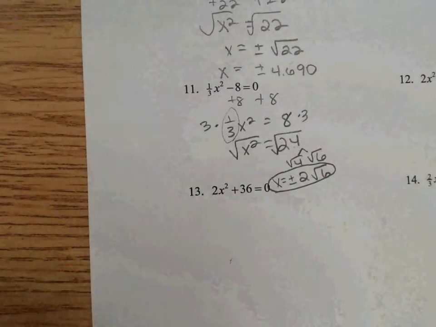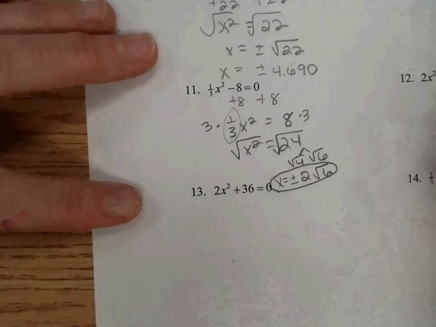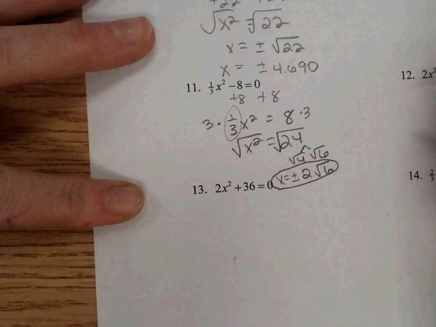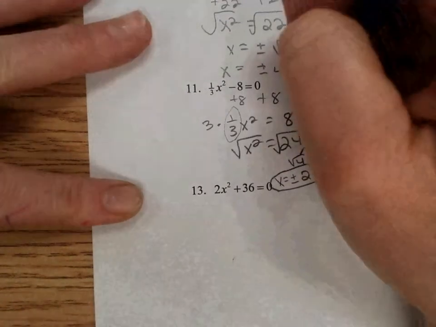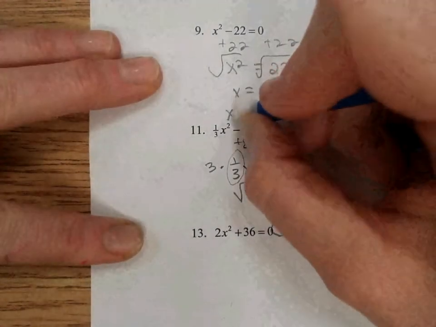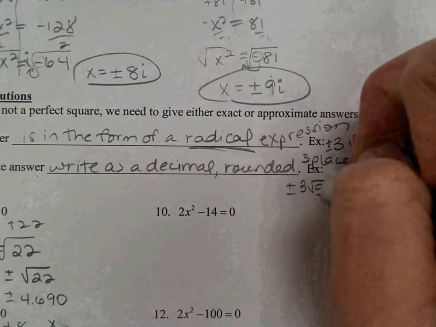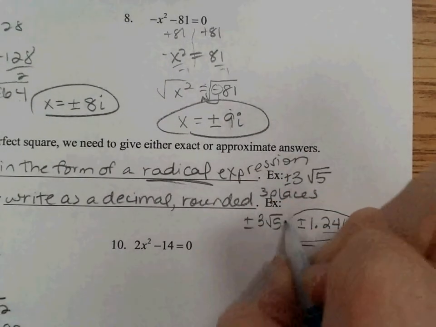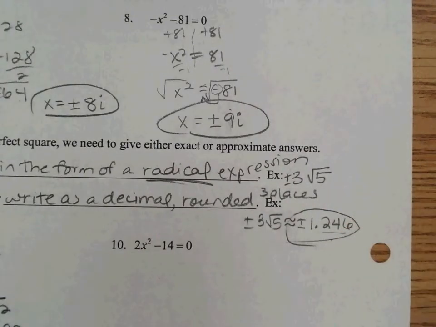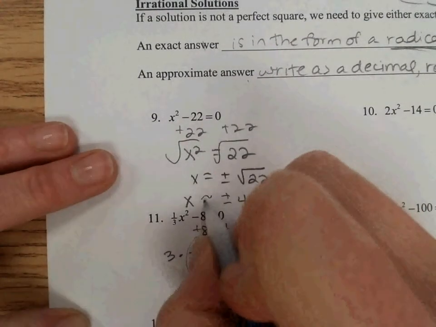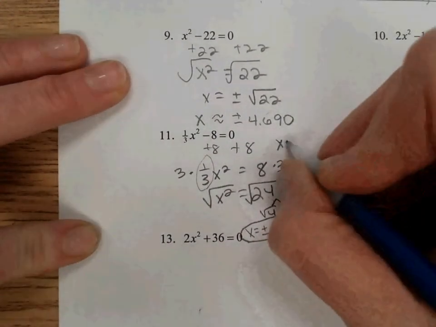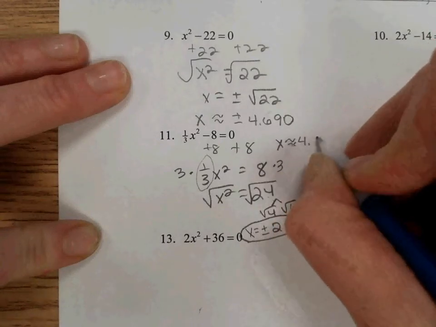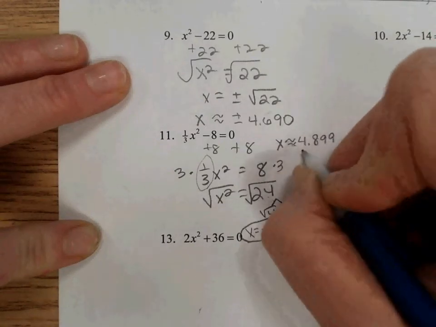Or we could write the square root of 24 in your calculator. 4.8989, so that's going to be 4.899. Here's what I should be writing. I apologize. We should change this. The symbol for approximately is an equal sign that's got a curve to it. So we should be using that symbol whenever we are writing an approximated answer. So you could say x is approximately 4.899.